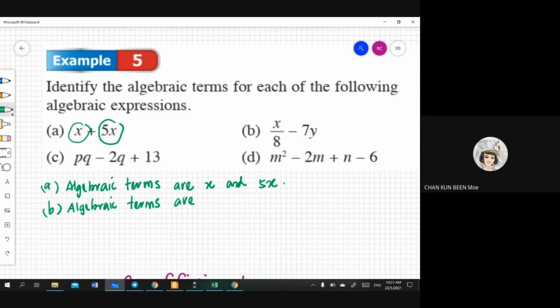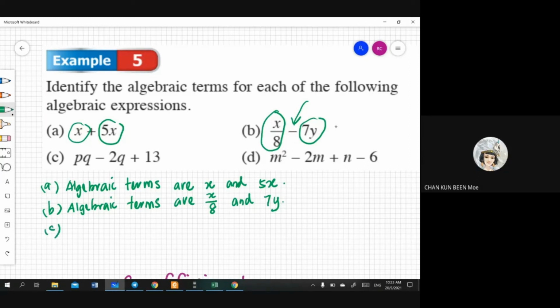What is the first algebraic term, class? X over 8. Okay, what about the second one? 7y. Oh, very good. Everybody can do it. You understand that you have to ignore the operation involved. So x over 8 and 7y. Very good. Let us carry on with question C.